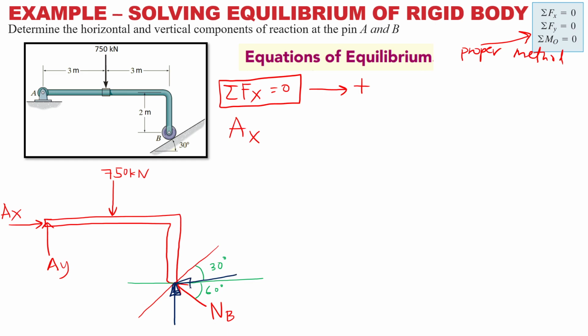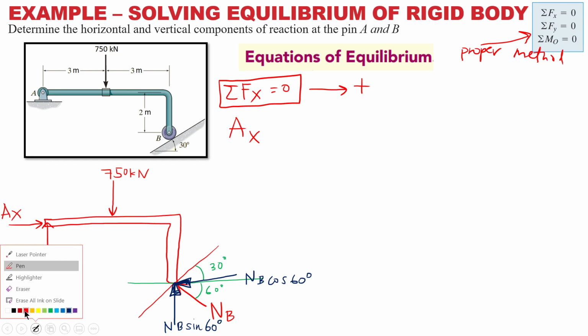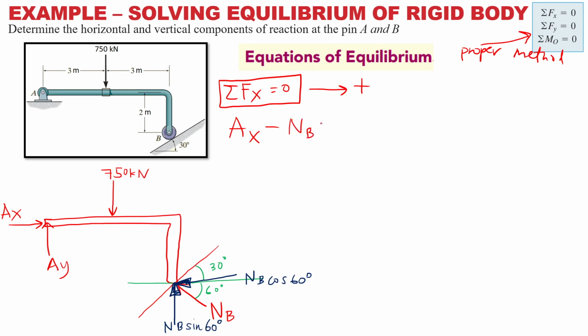So it becomes two components like this. This is NB cos 60. This becomes NB sin 60. NB cos, NB sin. That's all. So now you know how to write. So AX like that, minus NB cos 60. Correct? AX, NB cos 60 to the left. That's all.